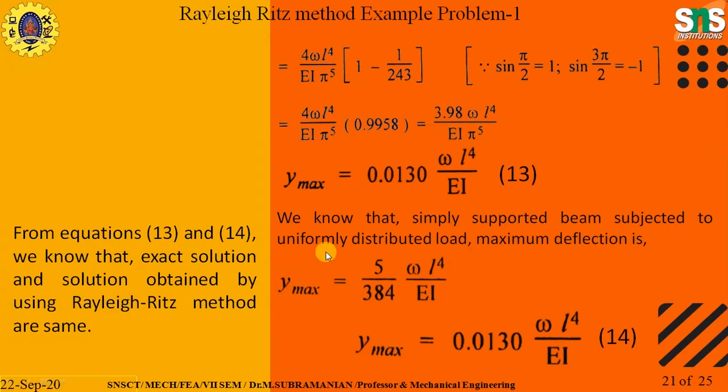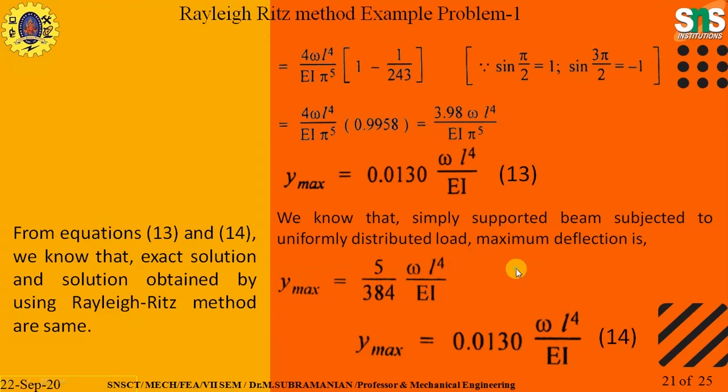So we know that from the strength of materials, we calculate this y max as 5 divided by 384 wL^4 divided by E I. So from equation number 13 and equation number 14, we know that the exact solution and the solution obtained by using the Rayleigh Ritz method are the same. These both equations are the same.